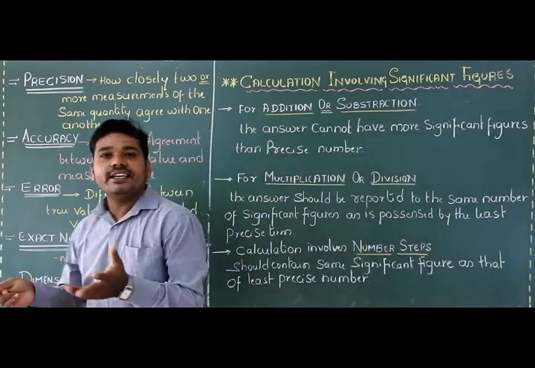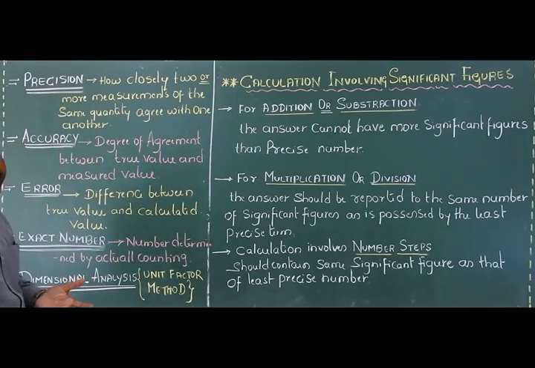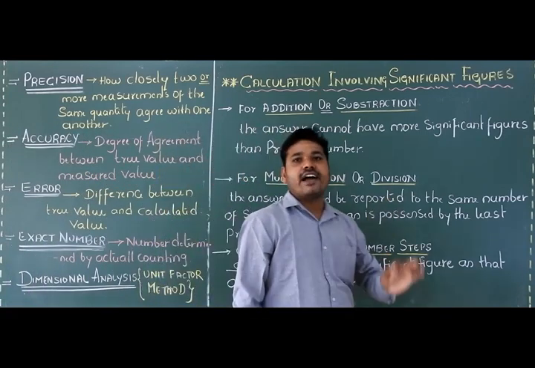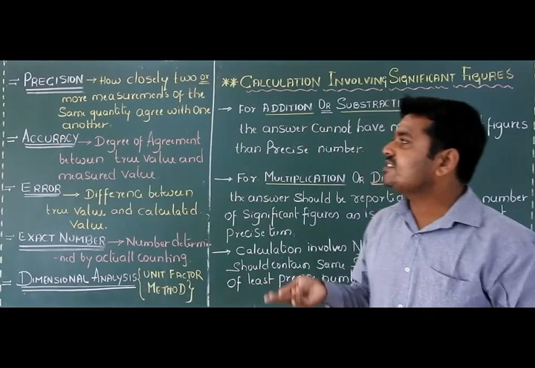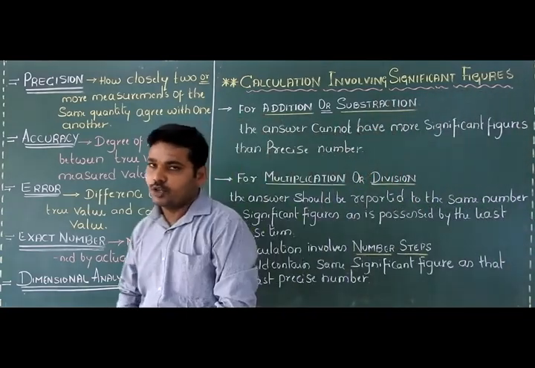In the numerical calculation part, we use some more important terminologies. One is precision, second one we call accuracy, third one is called error, fourth one is exact number, and the fifth one is called dimensional analysis, or it is also called the unit factor method. So all these terms are also used under the numerical calculation part only.